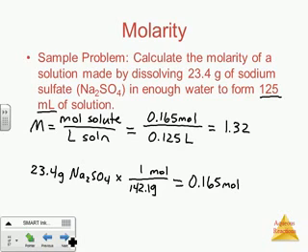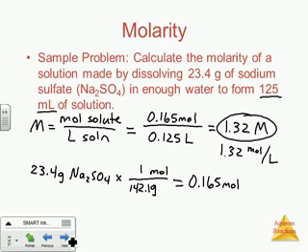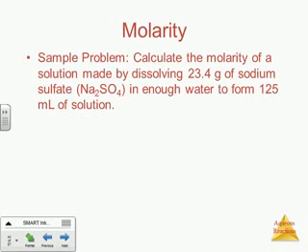And the way that you usually express this is by putting just a big M, 1.32 M. Or you could also write it as 1.32 moles per liter. Either way is acceptable, okay? Because molarity is moles over liters. So either way you want to write the unit is fine. All right, next.